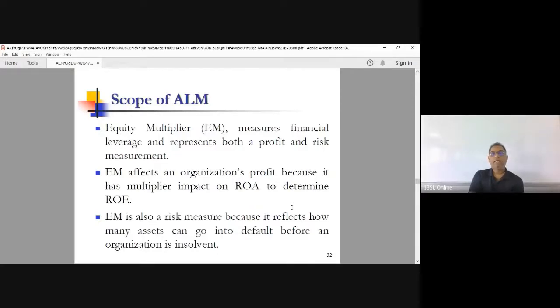So it has a multiplier effect, because it's basically looking at return on assets in order to determine your return on equity. In other words, what you're trying to say is, look, I'm making X amount of return on the assets for my equity holders. Therefore, their overall return on equity is based on my return on assets being X amount.